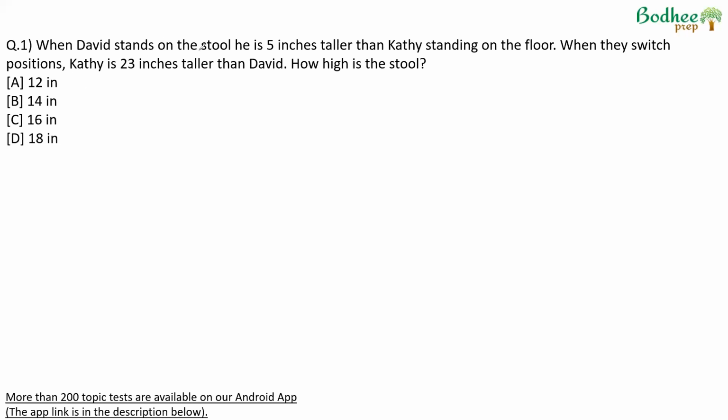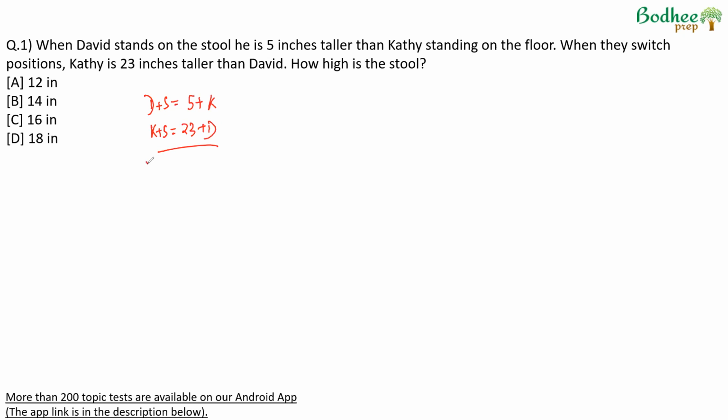when David stands on a stool, he's 5 inches taller than Kathy, standing on the floor. When they switch positions, Kathy is 23 inches taller than David. So basically, David plus stool is 5 inches taller than Kathy. If the height of David is D, the height of the stool is S in inches, and height of Kathy is K, David plus stool is 5 inches more than Kathy. Whereas if Kathy stands on the stool, so K plus S is 23 more than David.